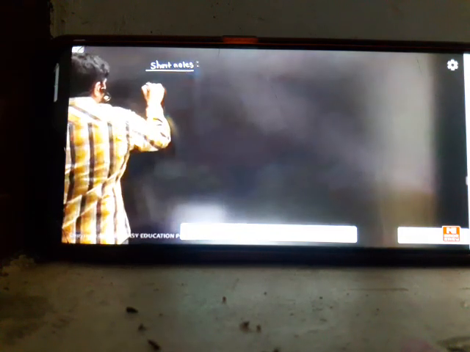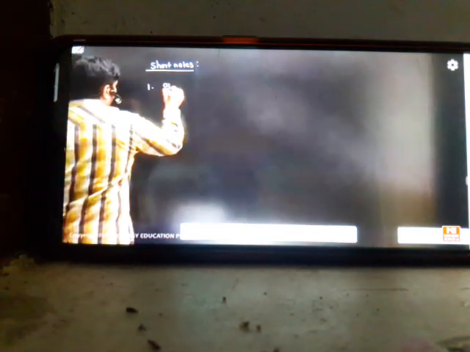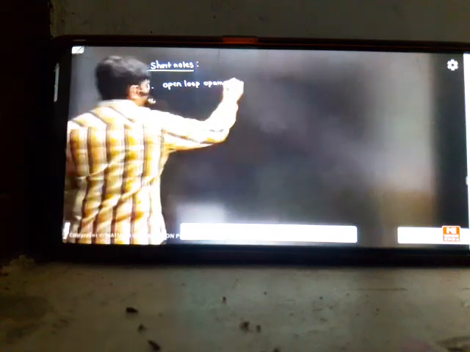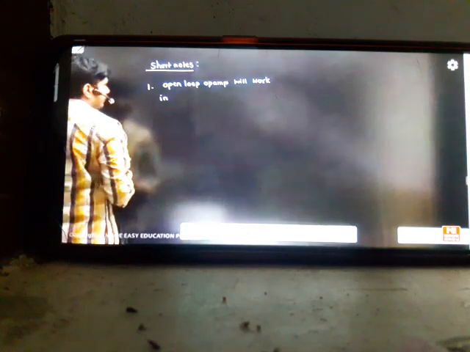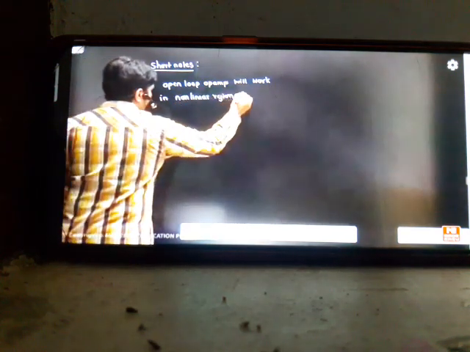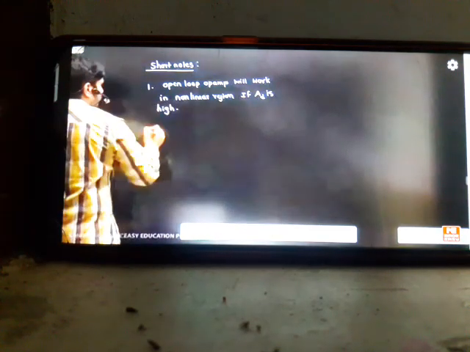Some basic points I'm teaching for you. First point, point number 1. What are the important points here we studied in the class is? The first point, open loop op-amp will work in non-linear region if AD is high. AD is nothing but open loop gain. So this is the rule number 1 I said.